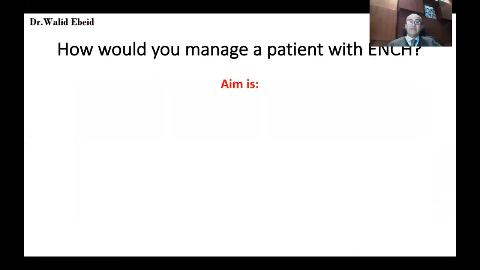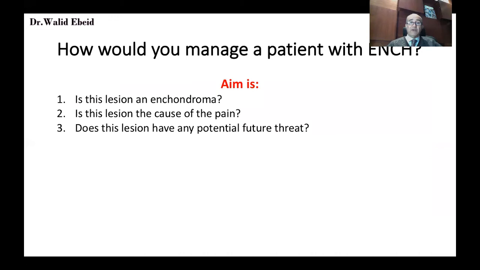So how do we manage these patients? Our aim in management is as follows. We have to know if this lesion is actually an enchondroma or something else. The second thing is we have to know if the enchondroma is the cause of the pain or the pain is due to another pathology. And the third thing is, if this is an enchondroma, does it pose any future threat for the patient or not? By answering these three questions, we could plan our treatment.